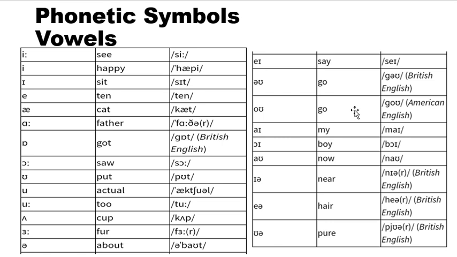But we need to focus on this O, the British English. O, go. I, my, oe, boy, ow, now, ear, near, air, hair, oor, pure or poor.